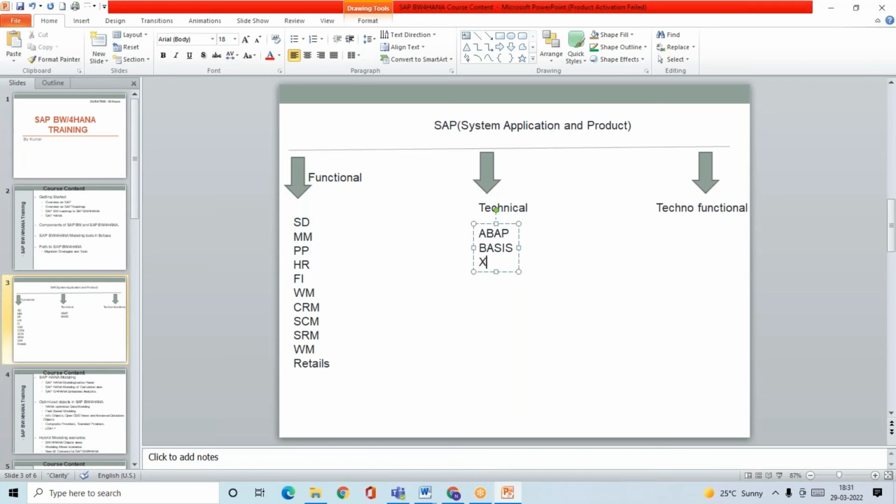And then you have XI or PI. XI is exchange infrastructure, or process integration. If you want to transfer data between systems, between a SAP system and a non-SAP system, we use this product called XI or PI. And nowadays you have one more component, Fiori. It is purely programming, which needs your Java and HTML knowledge.